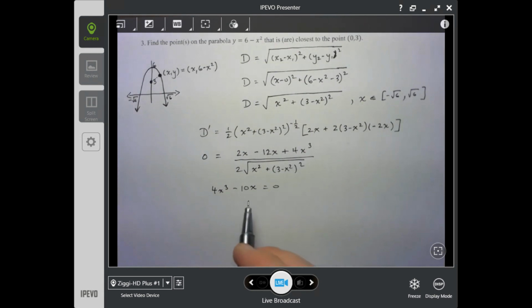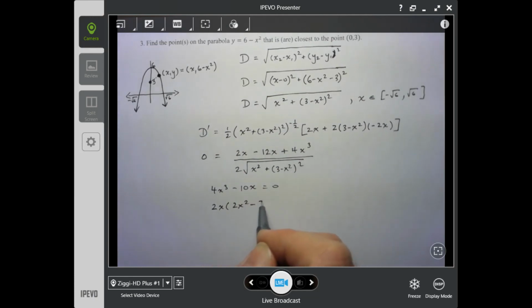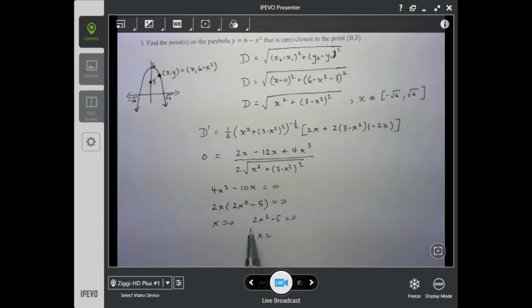So let's see what we have here. Let's factor this out. I can factor out a 2x, so I'm left with 2x squared minus 5 equals 0. So we have either x equals 0, or 2x squared minus 5 equals 0. So x squared is going to be equal to 5 divided by 2, and now I'm going to take the square root. Remember, here we have to take the positive and negative square root. And these are all our critical points.